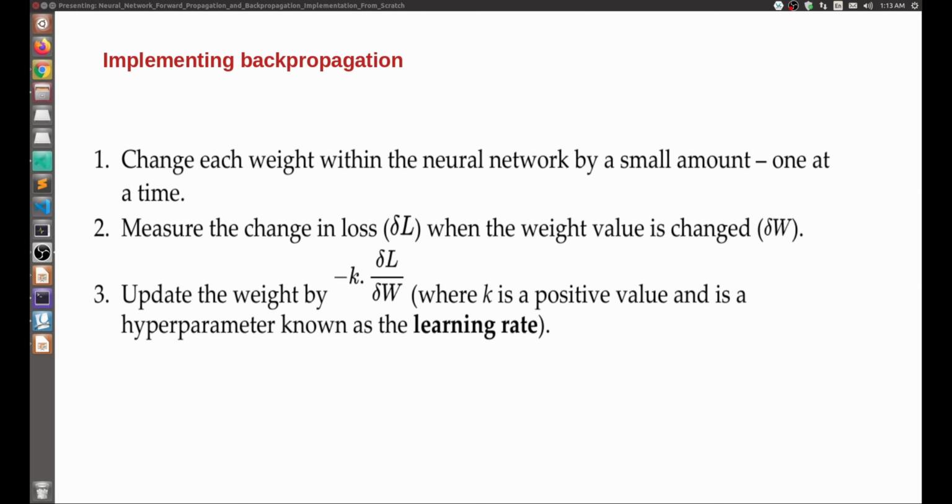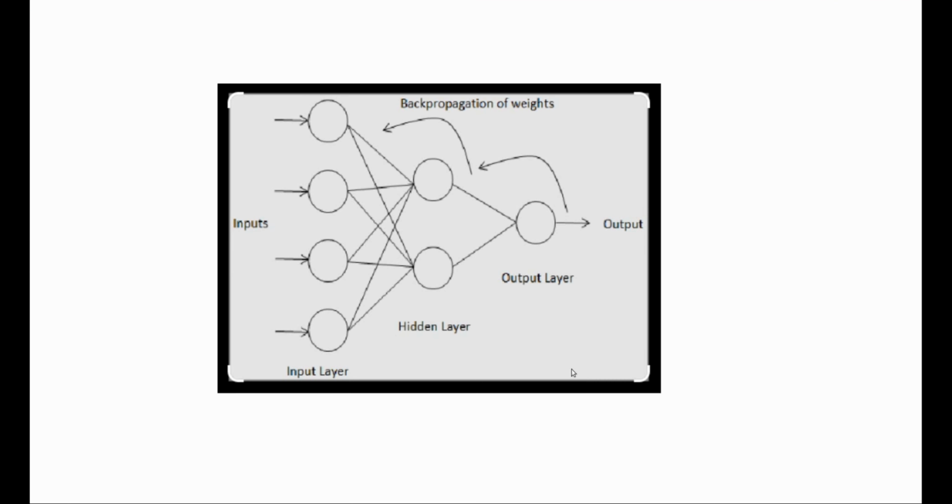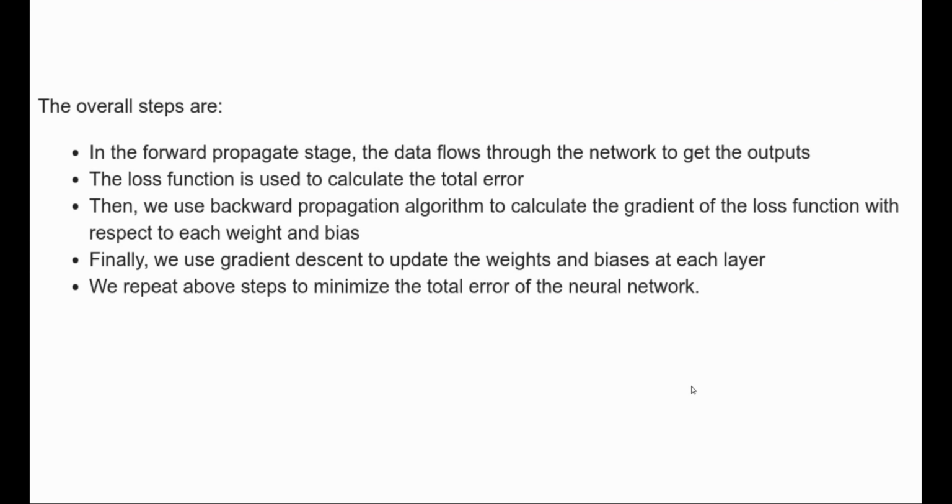So for now, let's go over the main steps of the whole process. In the forward propagation stage, the data flows through the network to get the outputs. The loss function is used to calculate the total error. Then we use the backward propagation algorithm to calculate the gradient of the loss function with respect to each weight and bias. Finally, we use gradient descent to update the weights and biases at each layer. We repeat the above steps to minimize the total error of the neural network.